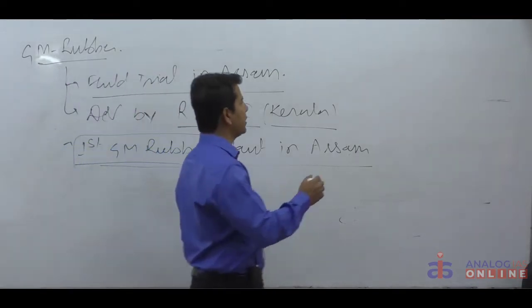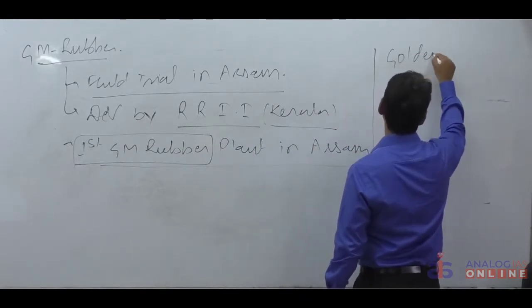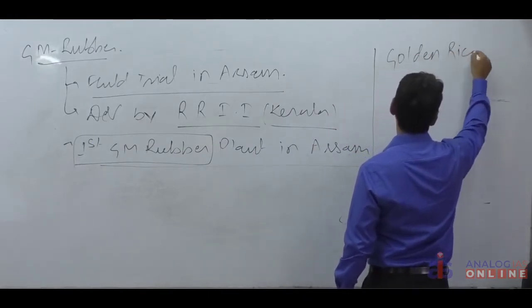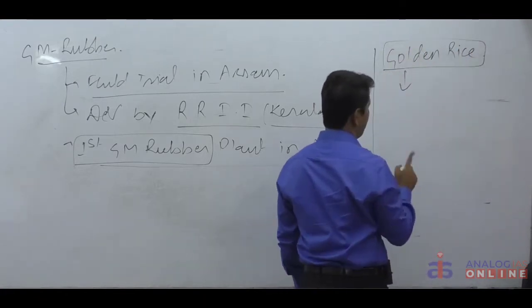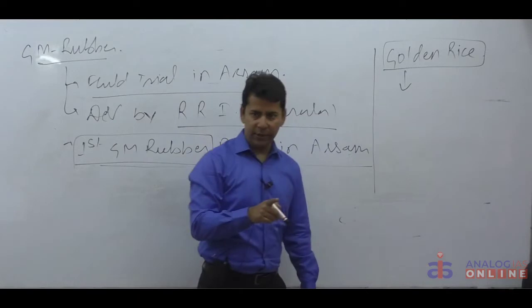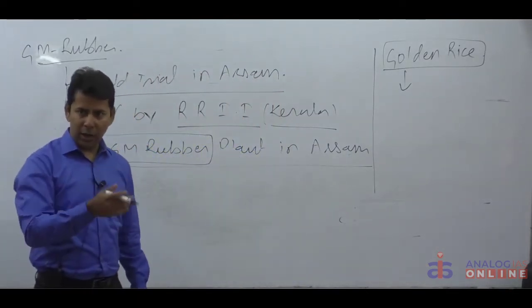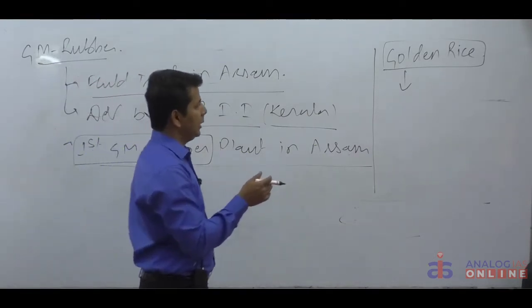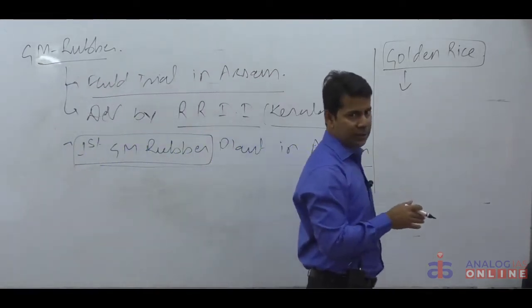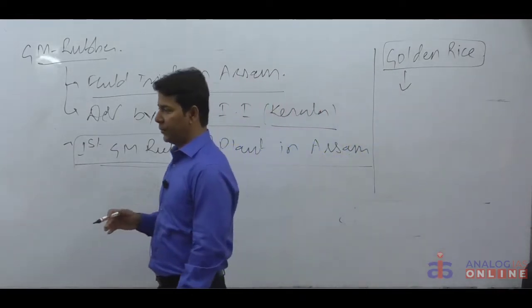One more important thing that you need to consider is golden rice. It's been so long that something has been asked around golden rice. And golden rice is important because Philippines became the first country, few months back only, to allow the cultivation of GM golden rice in its country. So Philippines have accepted it.